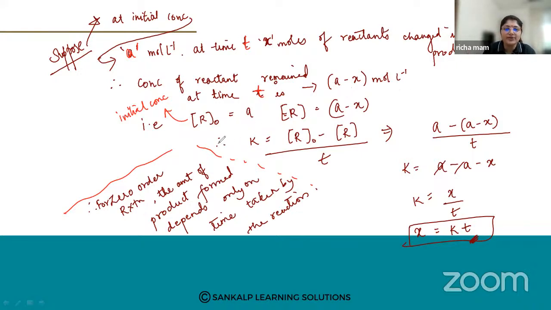Since we know that K is equal to R naught minus R by t, after substituting these values, it is A minus A plus X. The A and minus A get cancelled, so it is X. So K is equal to X by t, and X is equal to K into t. So for a zero order reaction, the amount of product formed depends on the time. Small t is nothing but your time. Is it clear?